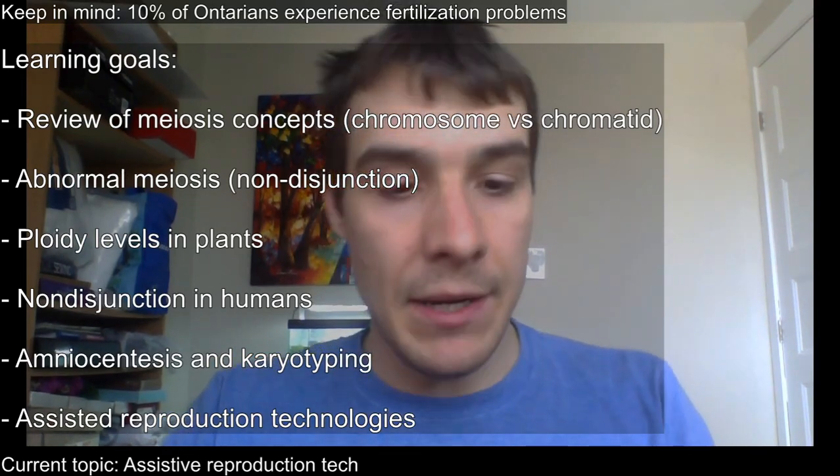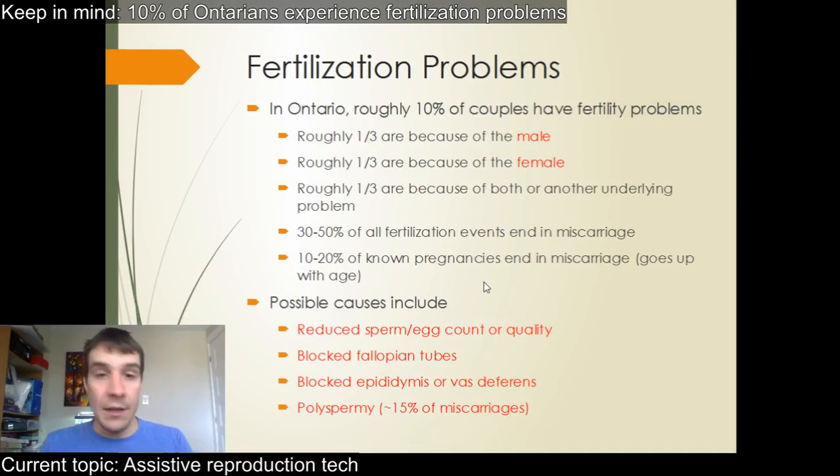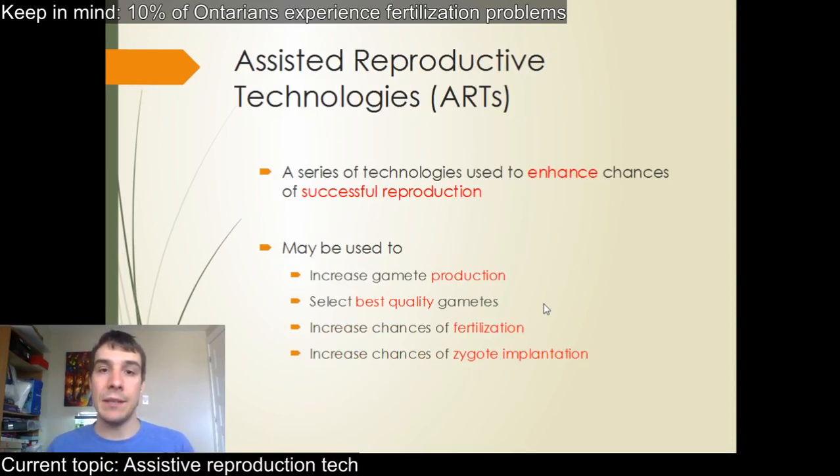And also keep in mind that the older you are, the higher the chance gets. So it's usually used to help older people as well. So let's jump into some assistive reproductive technologies, or assisted reproductive technologies, ARTs. There's a few different ones, and they enhance the chances of successful reproduction. So specifically, they tend to try to improve whatever aspect is lacking in the couple's fertilization goals.